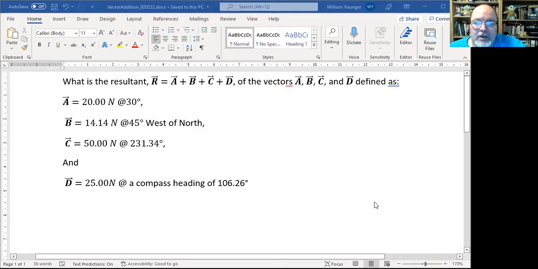I did both here. But if the vectors A, B, C, and D are defined as follows below, notice A is 20 newtons at 30 degrees. B is 14.14 newtons at 45 degrees west of north. And then C is 50.00 newtons at 231.34 degrees. And finally, vector D is at 25.00 newtons at a compass heading of 106.26 degrees.